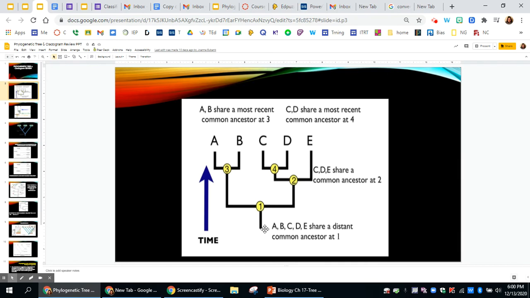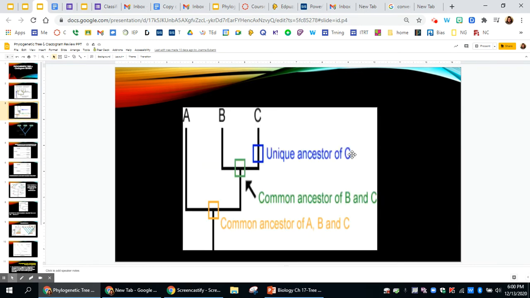You're going to have the oldest ones at the bottom and the most recent or modern ones near the top. And again, just to review what you went through in your activity with the Build a Tree lab, you have unique ancestors for organism 3 here, common ancestors of organism B and C here, and then common ancestors of A, B, and C at this point right here.